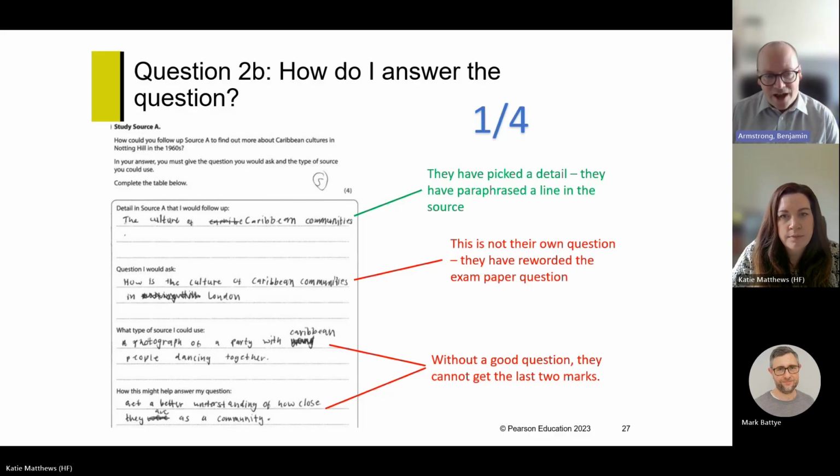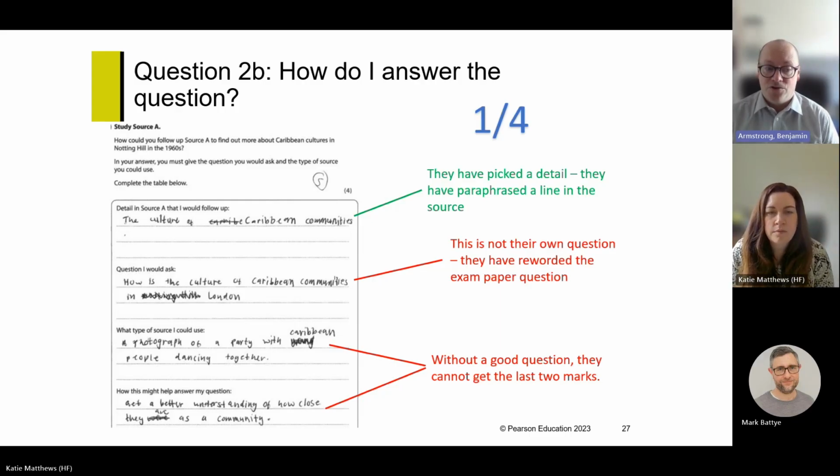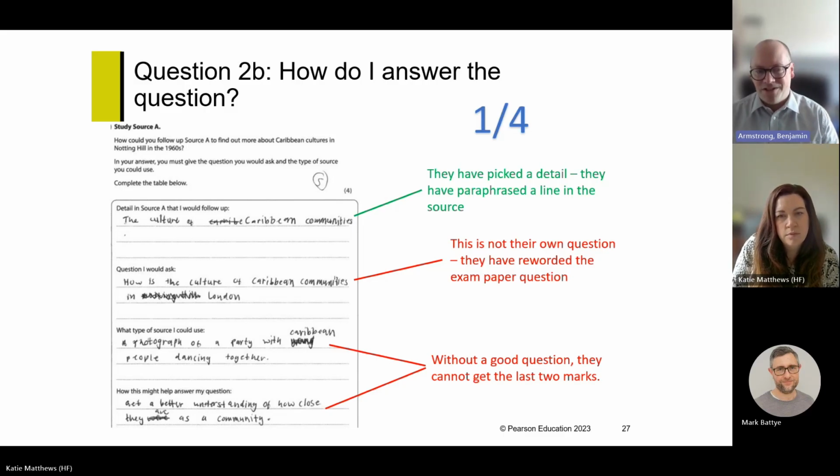And so, although they have identified a type of source, they've said a photograph, they wanted a photograph of a party with Caribbean people dancing together, and they've tried to come up with a reason. Because they didn't come up with a good question in the 2nd part, they can't score the marks for the source or for how the source would answer their question. And that means, unfortunately, even though they've attempted to fill all the spaces, this student only gets 1 mark out of 4.